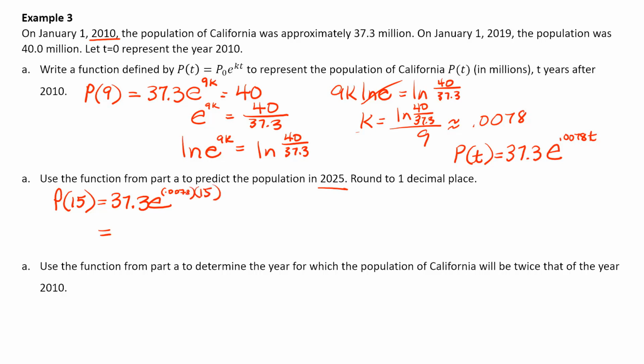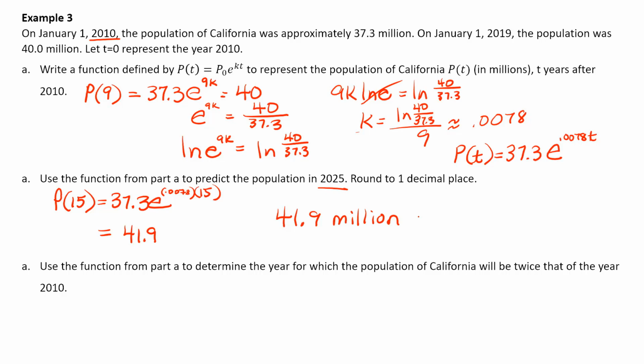To do that, we are going to use inverse natural log, because if you want to raise e to a power, you use inverse natural log. So we're going to hit 0.0078 times 15, then hit equals, inverse natural log, and then multiply that by 37.3, and that gives us about 41.9 for our answer. So our final answer would be 41.9 million for the population in 2025.